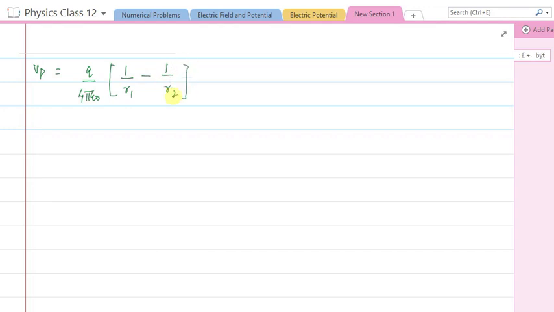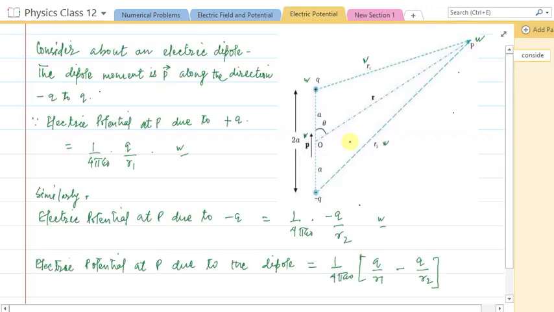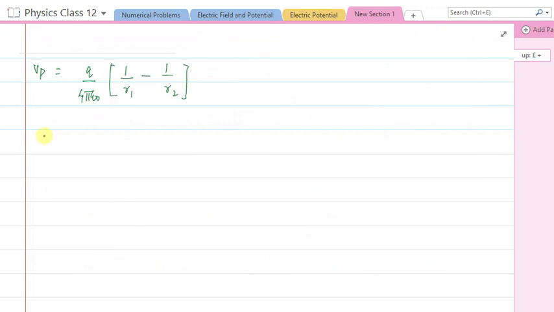Let's see the figure. We find out the electric potential at P due to the dipole with respect to R. So we convert R1 into R and R2 into R. So we see what will be the value of R1. The value of R1 will be: R1 square equal to (A minus R cos theta) to the square plus R square sin square theta. Hope there is no problem to understand at this step.